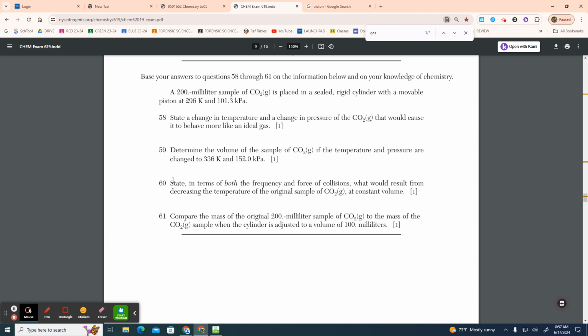All right, number 60. State in terms of both frequency and force of collisions what would result from decreasing the temperature of the original sample of carbon dioxide at constant volume. So what would happen to the frequency and force of collisions if you decrease the temperature? The frequency of collisions would decrease and the force that they would be exerting would decrease. Okay? Because they're not going as quickly.